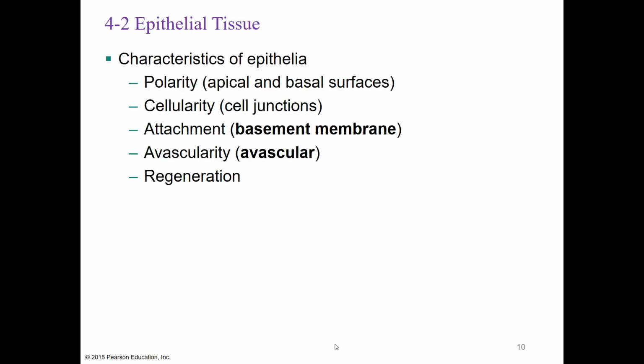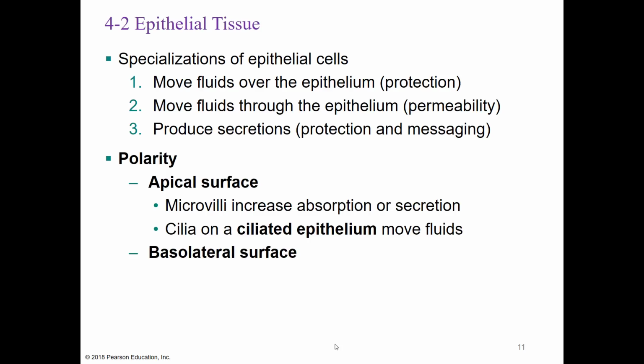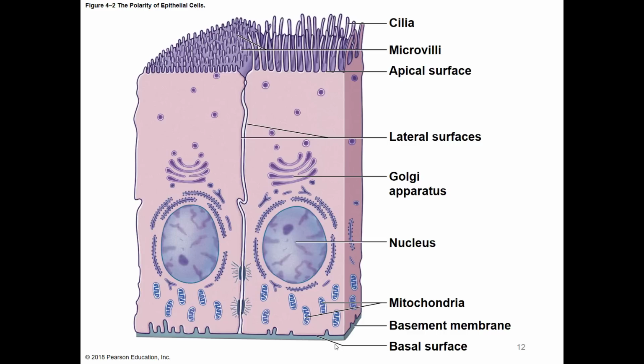So epithelia is going to exhibit polarity by having an apical and basal surface. And what that means in English is a top and a bottom, essentially. And we'll also see an uneven distribution of organelles. So let's take a look at that in an image to help us better understand what that means.